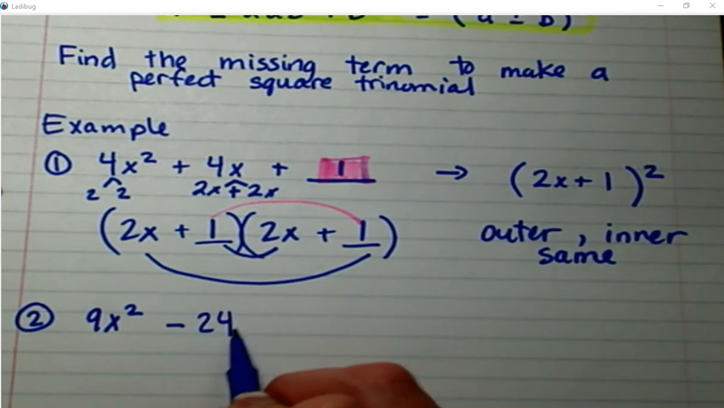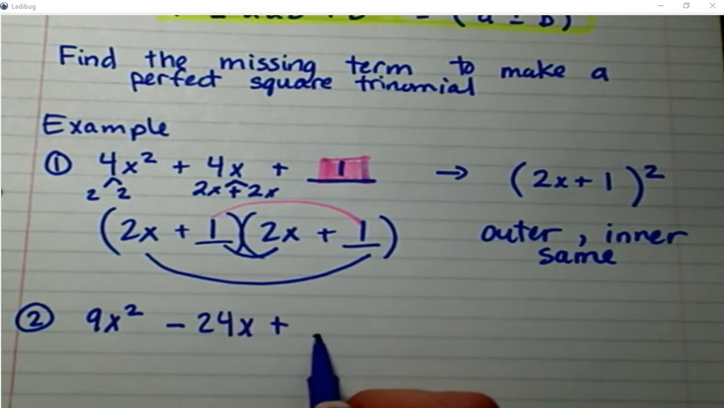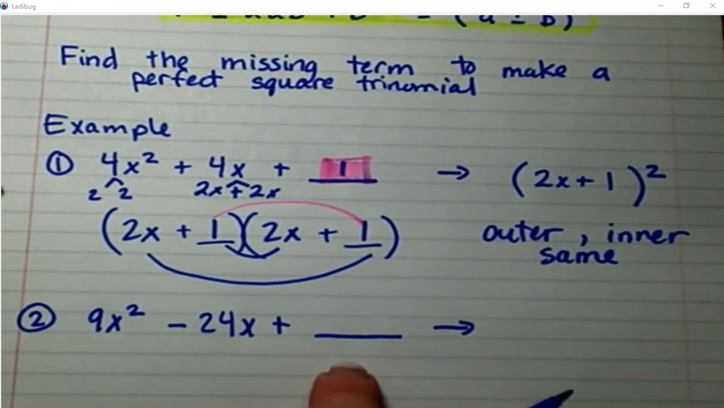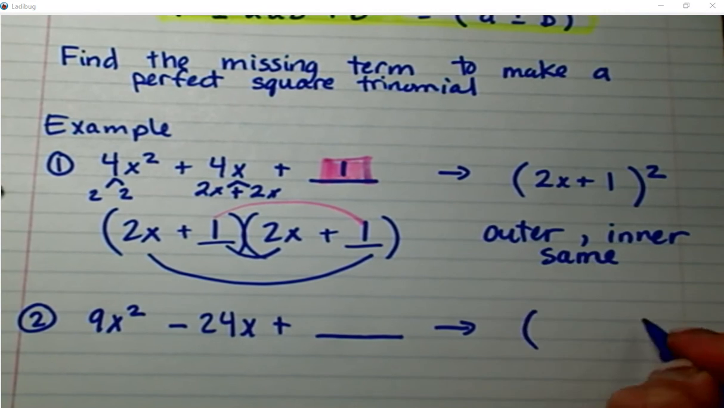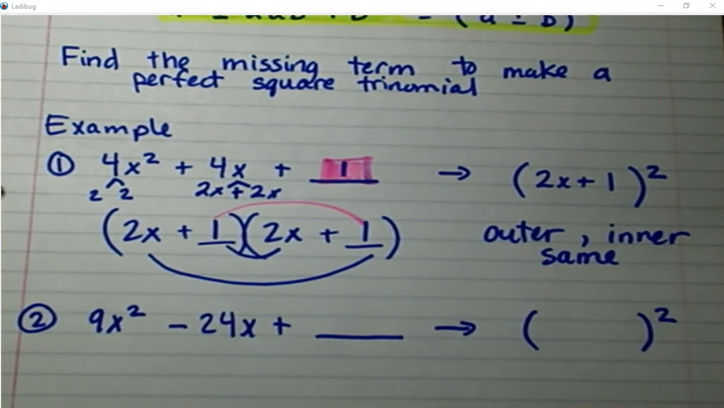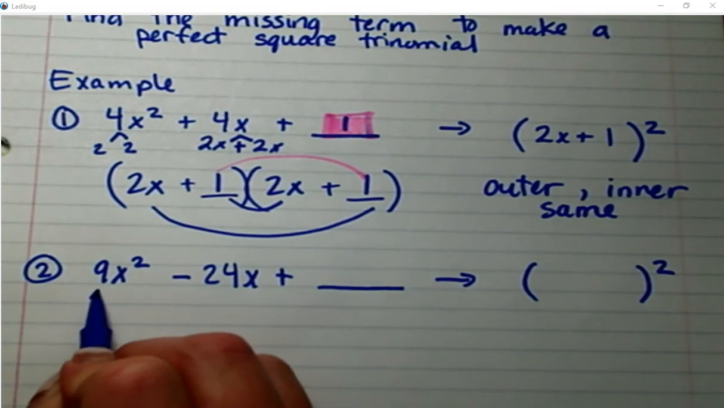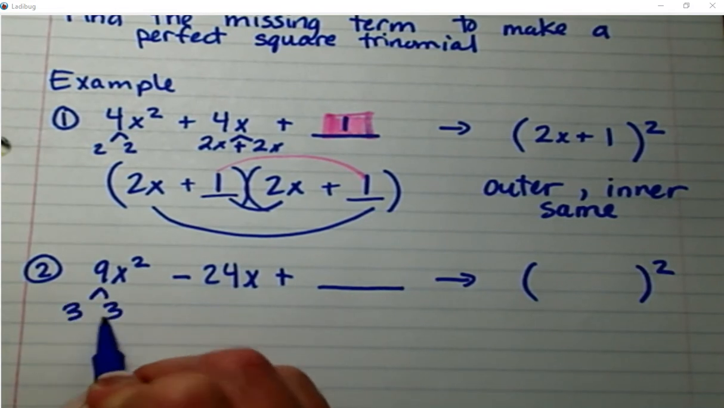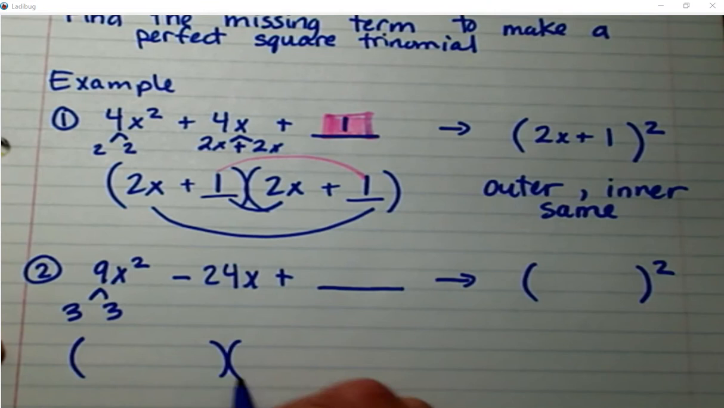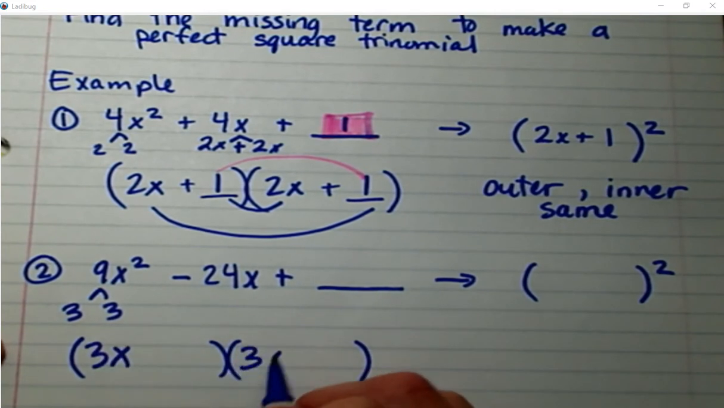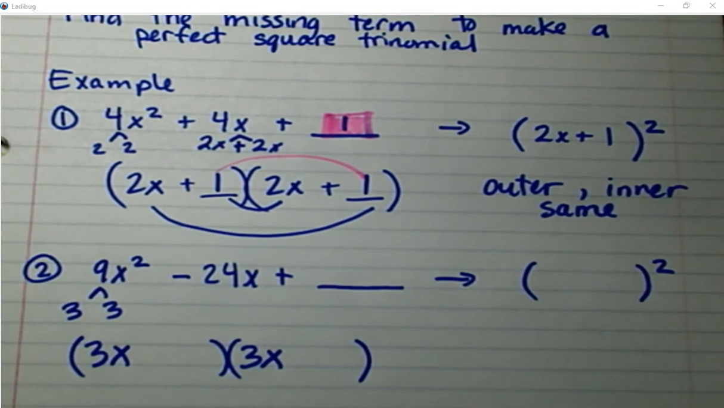Minus 24x plus. Okay, we want to fill in the blank so that it will factor to a perfect square trinomial. That means the same factor twice. So I'm just going to start by putting down my factors. And it's got to be the same thing. So I'm going to choose 3 times 3.